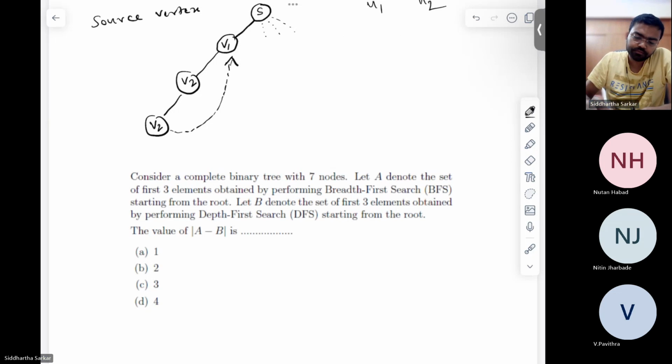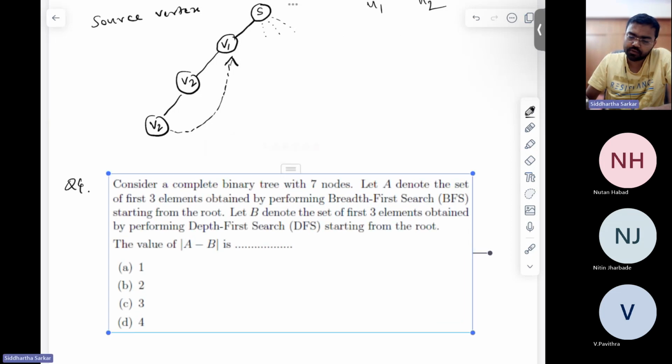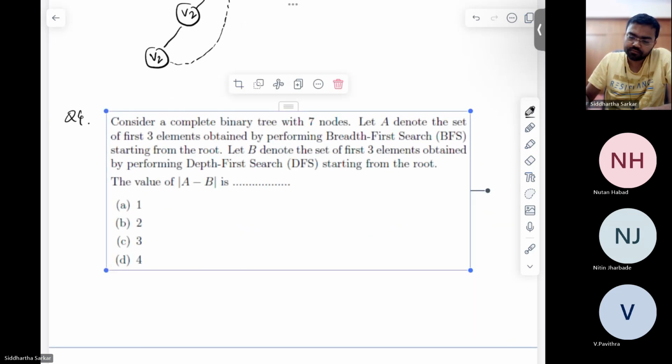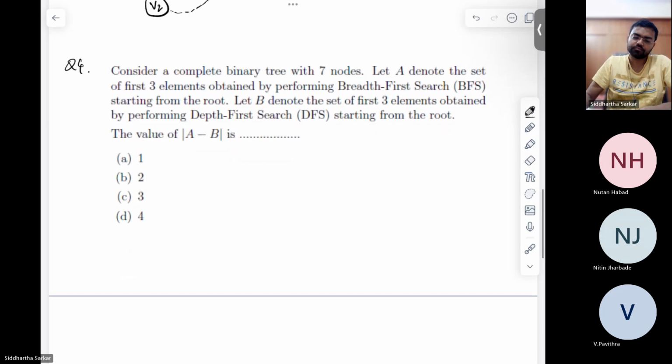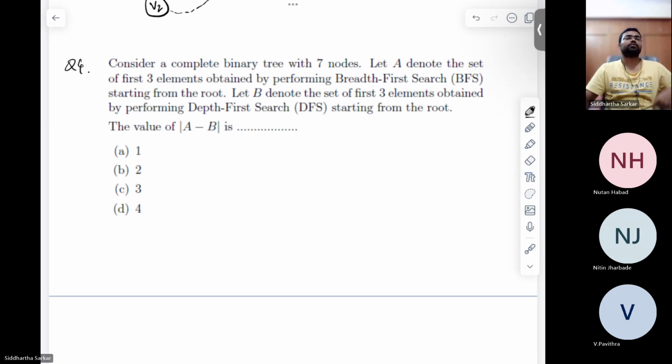We are in Q4 of this session. So let me read the question. Consider a complete binary tree with 7 nodes. How many nodes? 7 nodes. Let A denote the set of first 3 elements obtained by performing breadth first search starting from the root.